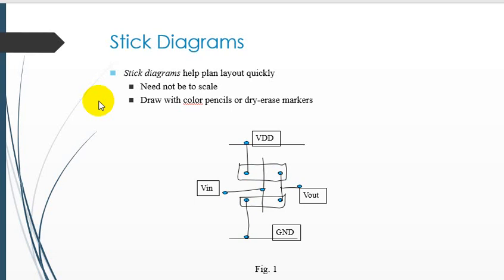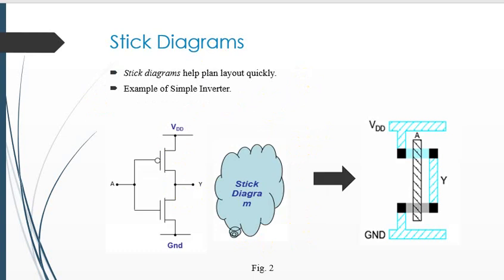So stick diagrams are easy to draw because they don't need to be drawn to scale, and we just use color pencils and dry erase markers. Without any scale we draw the stick diagram of any given circuit. A very simple example of a stick diagram is the CMOS inverter, in which we have a PMOS and an NMOS connected in this configuration. The stick diagram of that particular inverter is given like this.